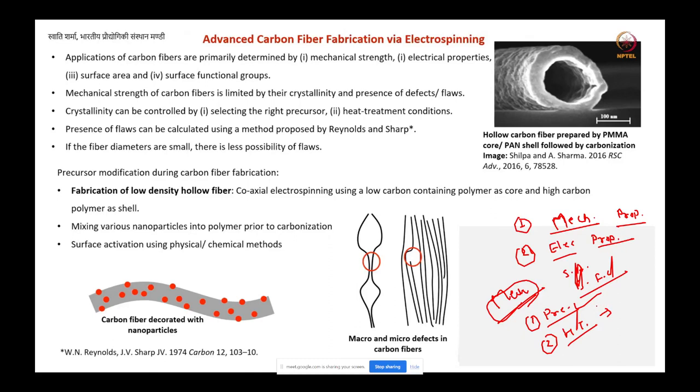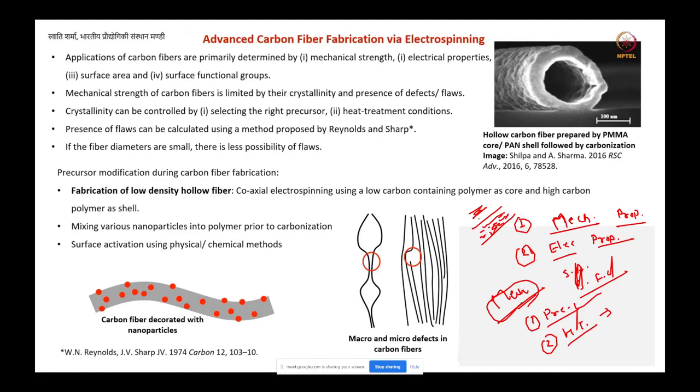Now the presence of flaws can be calculated using a method proposed by Reynolds and Sharp. If the fiber diameter is small, there is less possibility of flaws. Suppose your diameter is very small, then there is less possibility of flaws. But if your diameter is high, then there is a probability that you can have some defects and flaws.